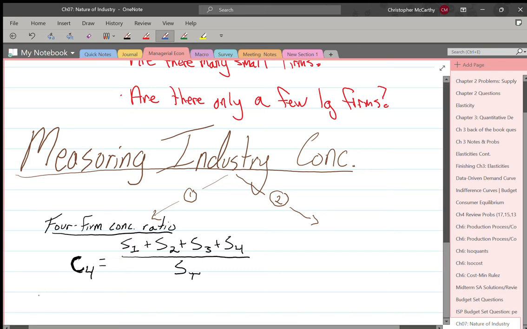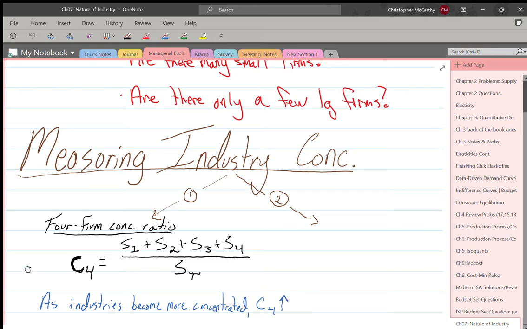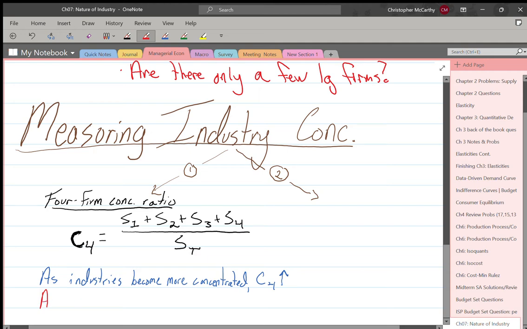And so as industries become more concentrated, C4 is going to increase, which means what? What's the flip side of this? As industries become less concentrated, C4 decreases. And we'll do an example here in a second for the concentration ratio.